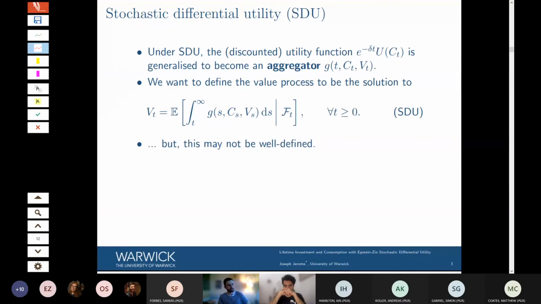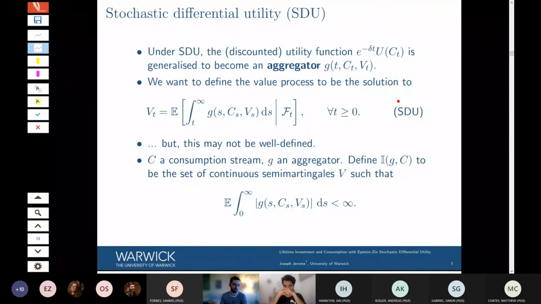But this might not be well defined. We don't necessarily know that the integral on the right-hand side doesn't have the positive part and the negative part both integrating to infinite values. So we're going to restrict ourselves to some set which we're going to call IG of C, which is just continuous semi-martingales, such that the integral on the right-hand side is actually going to be well defined, and it's going to be finite as well.